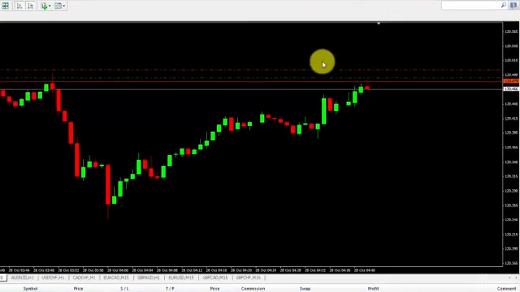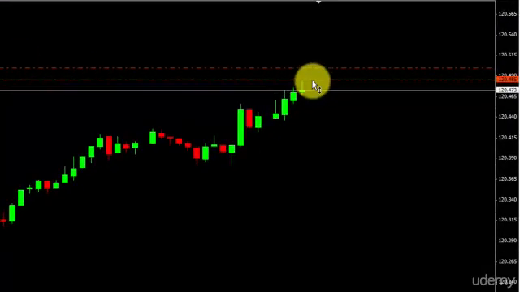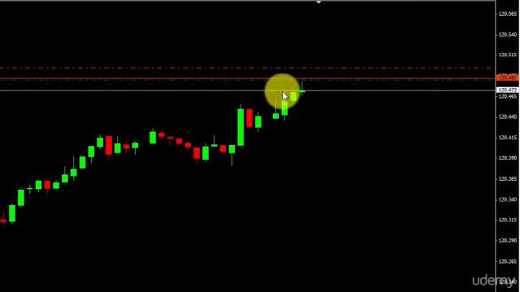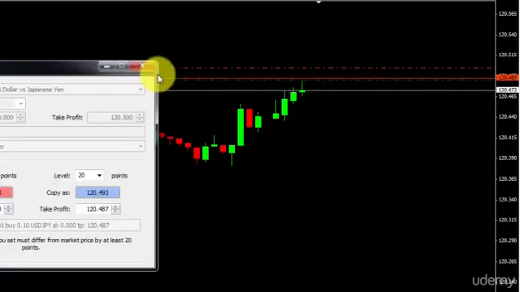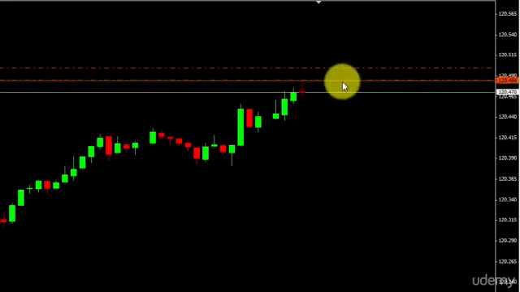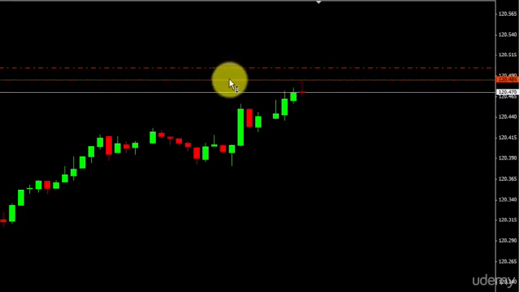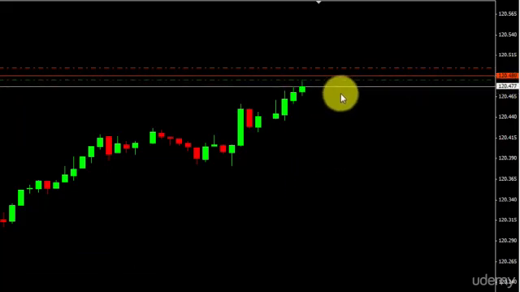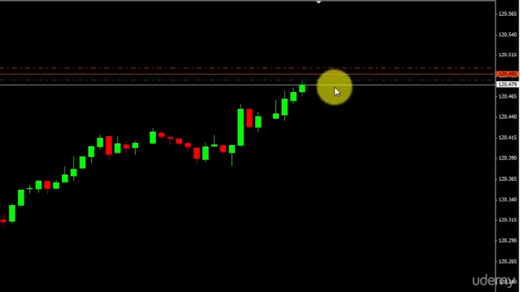So this green line is where the order was opened, right? The red line is where your take profit is set. This solid red line over here is the ask price, and as you can see, the buy order was opened at the ask price, so that's important to remember. But it will only be closed at the bid price.